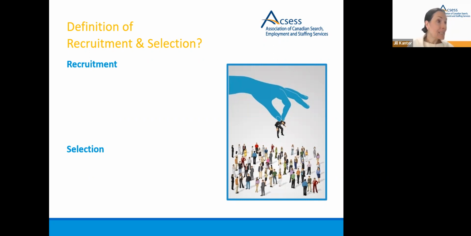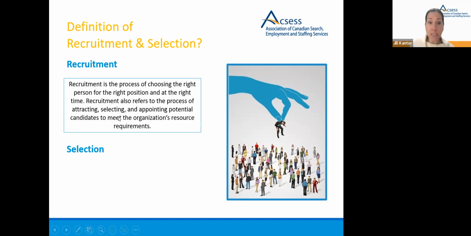Recruiting is seeking candidates and selection is picking your preferred candidate. Okay, that's well said. That's exactly it. It seems simplistic, but we don't often use that terminology, selection. We say, I'm going to recruit or I'm going to source. The recruitment phase really is that process of choosing the right person for the right position at the right time. Recruitment also refers to the process of attracting, selecting, and appointing potential candidates to meet the organizational resources.